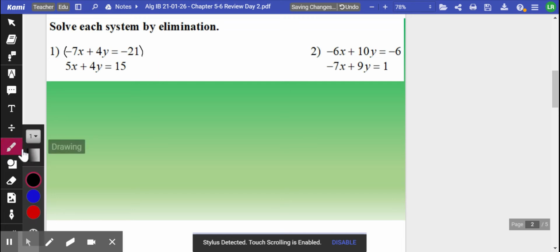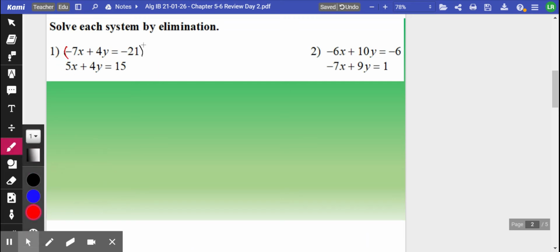So our general rule: top by the bottom, so the top by is times 5, bottom by opposite of the top. So the top number is -7, so I'm going to use +7. Okay, so I'm going to multiply all three of those by 5. So it's going to be -35x, it's also going to be +20y. And -21 times 5 is -105. Oops, forgot my equal sign. There we go.